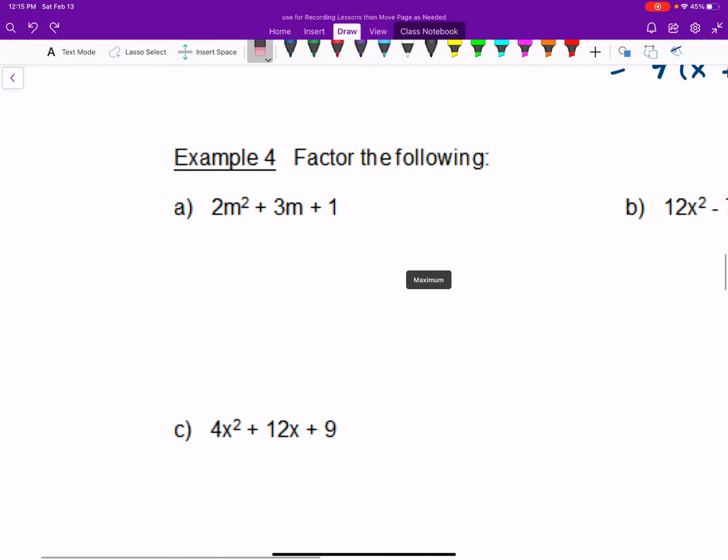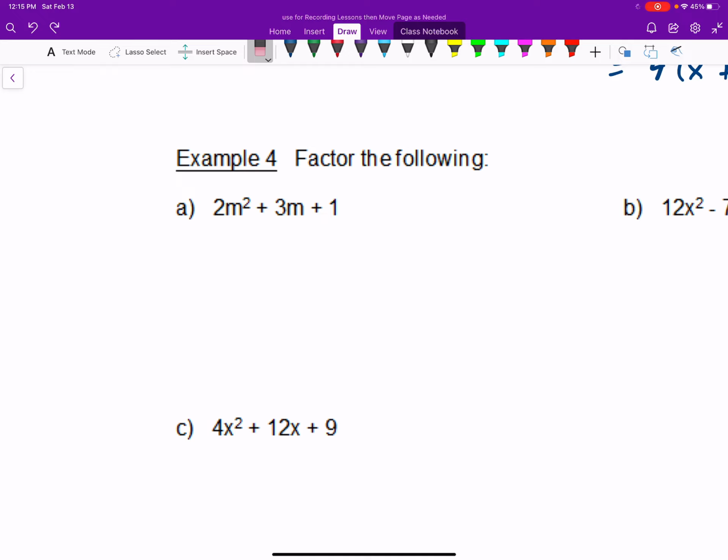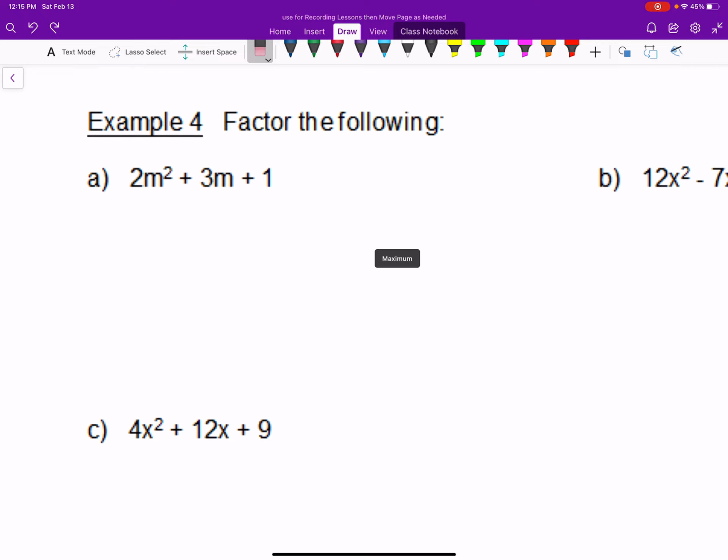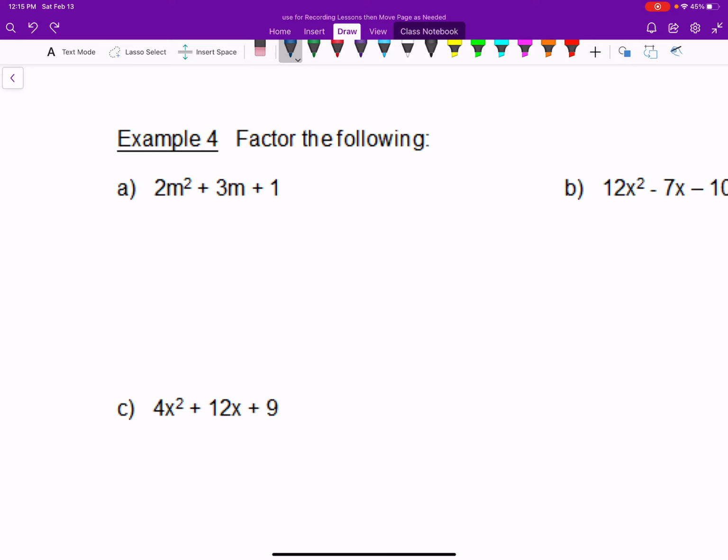Okay, factor the following. So I've got an a value of 2. So I look for a common factor, but I quickly see there's no common factor. So this is a complex quadratic that I need to use a method on. I'm going to do a little trial and error.